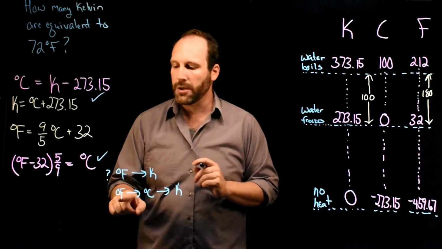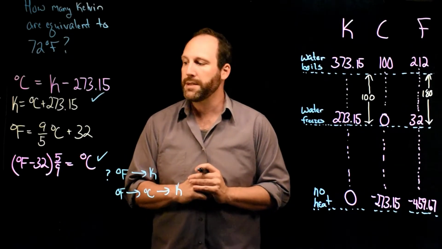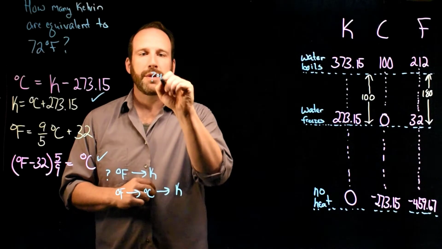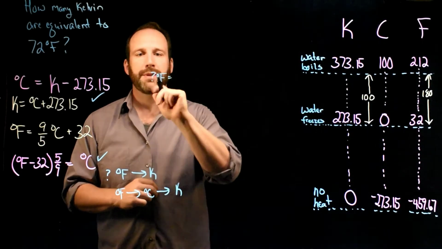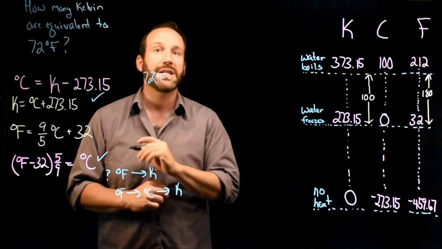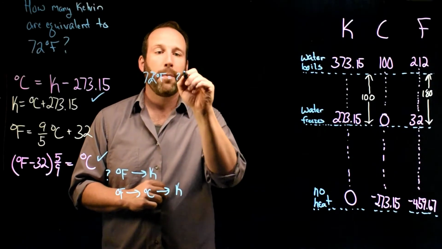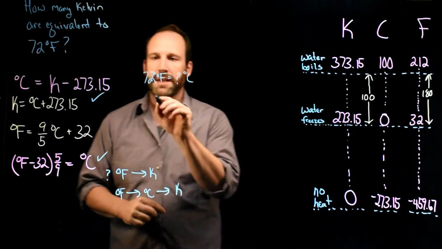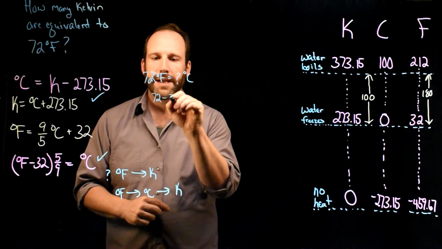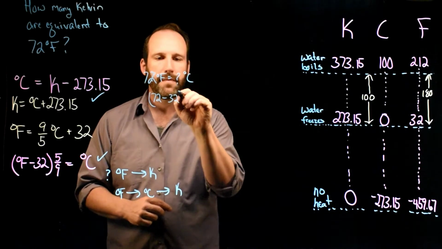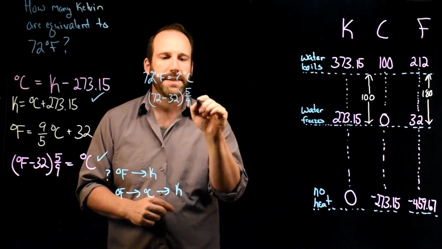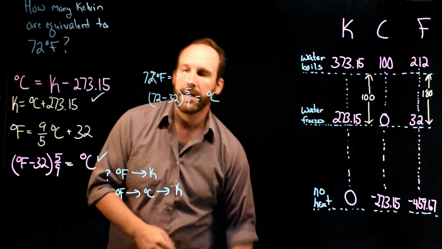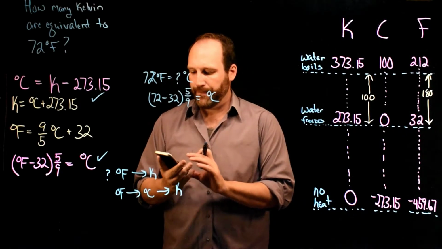So our first step is to go from degrees Fahrenheit to degrees Celsius. Okay, so we can say 72 degrees Fahrenheit is equal to how many degrees Celsius, right? And so what I can say here is, well, let's say 72 minus 32 times 5/9, that's going to equal some number of degrees Celsius, okay? So let's do that math, right?